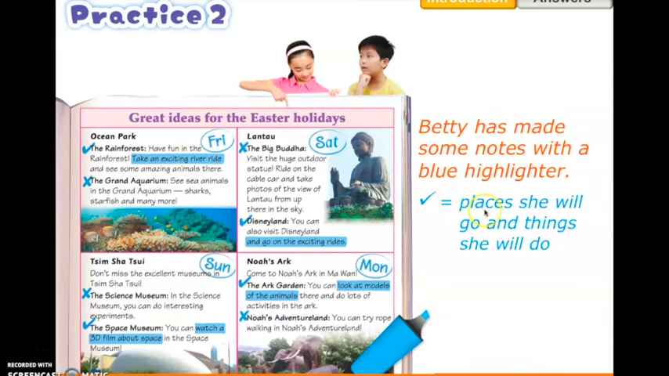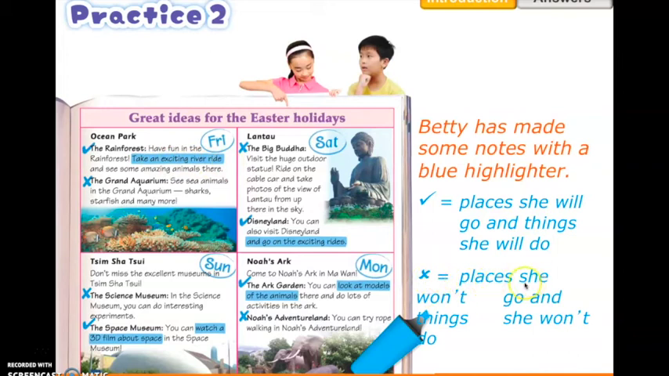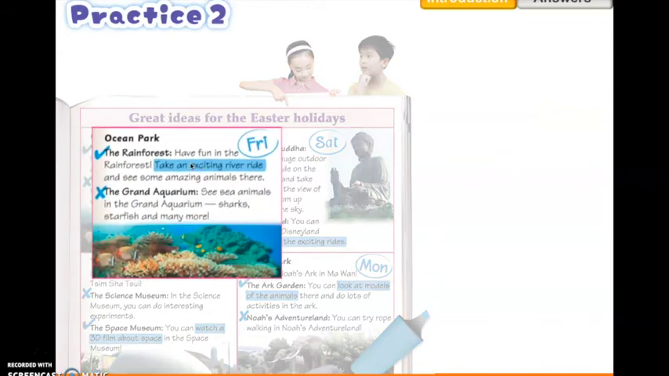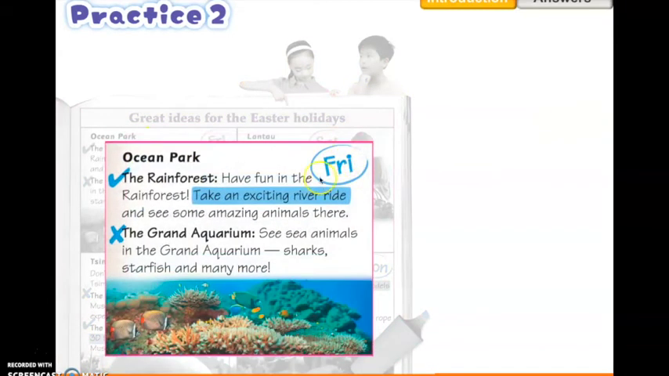A tick means the places she will go and things she will do. Okay, for example, Friday, take an exciting river ride. Cross means places she will not go and things she won't do. Crosses means she will not go there. Alright, let's look at Betty's notes made for Friday. Okay, we know this is for Friday because it says Friday, and the place is right here. This is a tick for the rainforest, take an exciting river ride, and a cross for the Grand Aquarium.